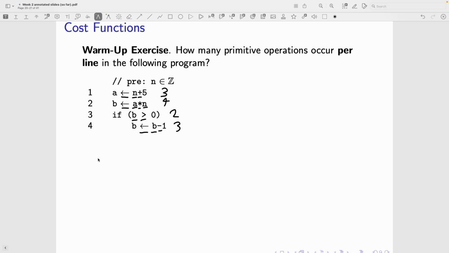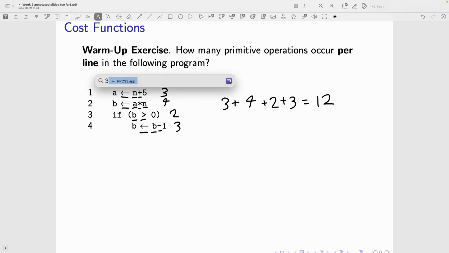Now it's for the really hard part. That's 12. Phew. And there we have it. This algorithm takes 12 primitive operations. Wasn't that fun? Now that required me to look pretty carefully at each individual line of code.